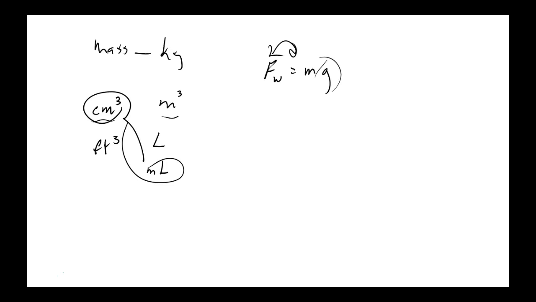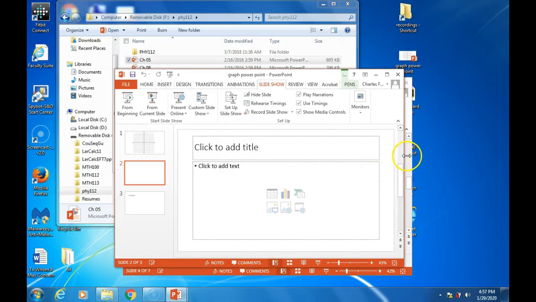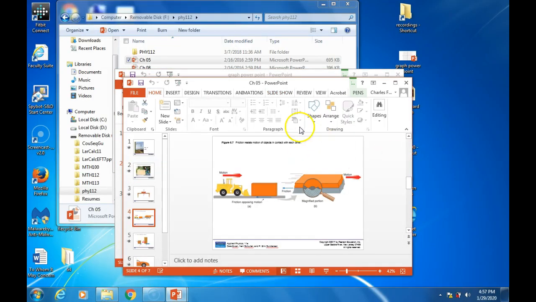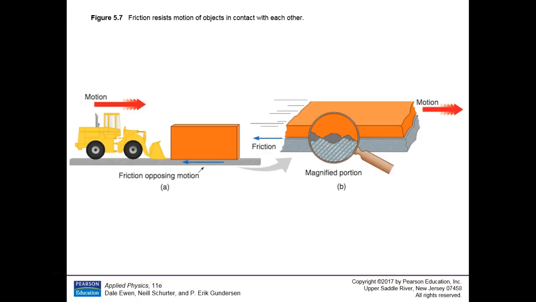Next thing we're going to talk about is friction. Okay? I'm sorry, every time I change the slides, I have to go through the same routine here. And have to get my pen back.